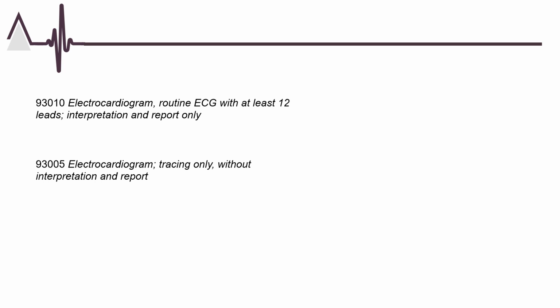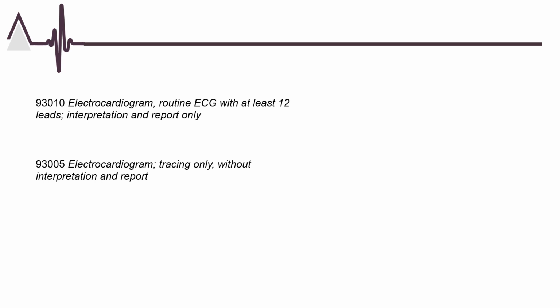Do not append modifier 26 if there are dedicated codes to describe only the professional component of a given service. For example, 93010 electrocardiogram, routine ECG with at least 12 leads, interpretation and report only. This code describes only the professional service of interpretation and report.